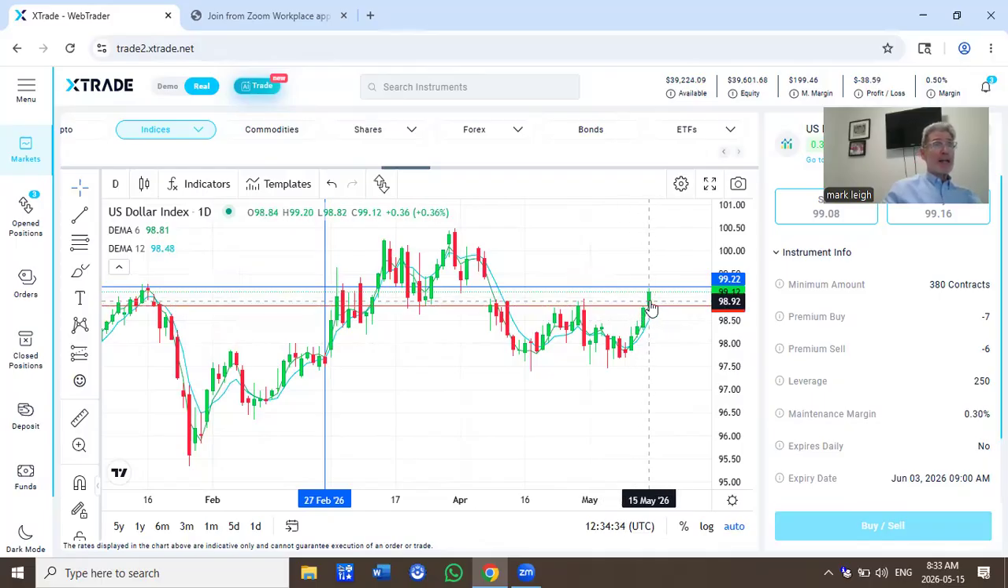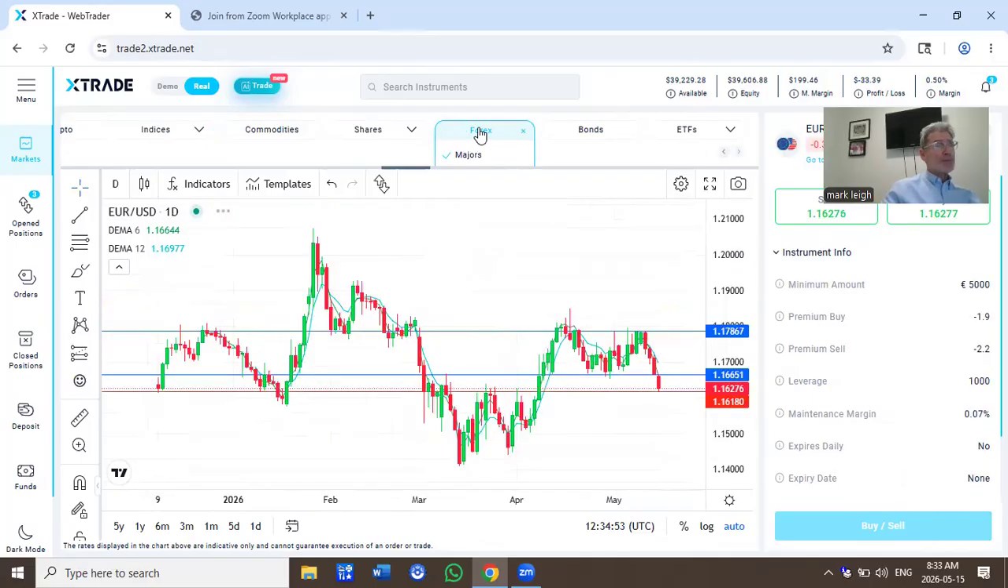Buyers will look to maintain above this 99, test the 99.22 on the upside perhaps. If we're going to get a turnaround and sellers do step in off this resistance area, they'll be looking to get below the 99 level, looking down at the 98.81 support for now.